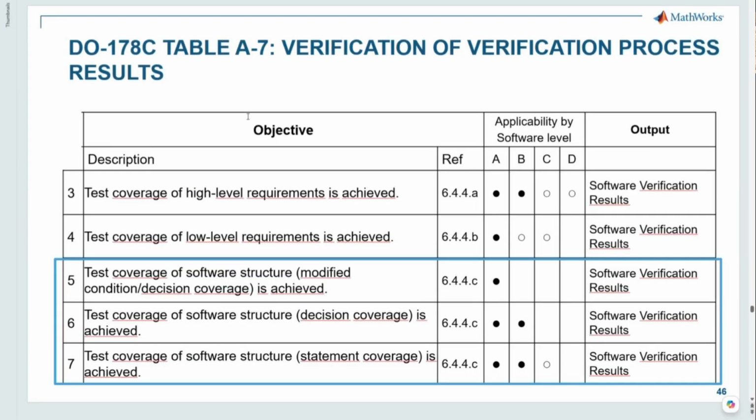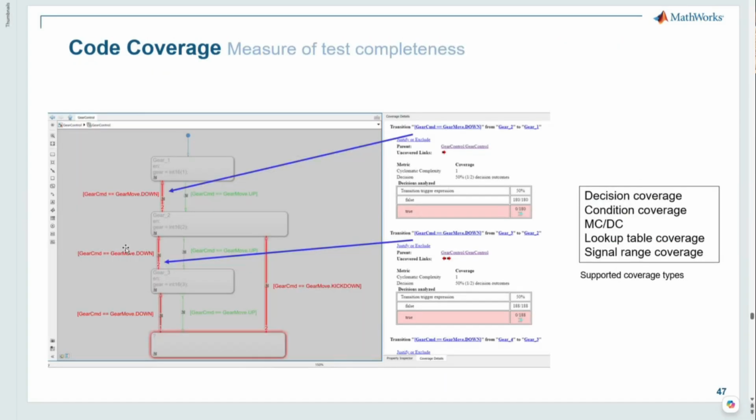In table A7, we've got all the structure coverage. You need to show for ABC that the tests that you provide were covering the statements, the decision, and the MCDC. Again, Simulink Coverage allows you to do that. So remember, with Simulink Test, you create your test with input and expected outputs, and you can couple it with Simulink Coverage. When you run it at the model level, you get model coverage. When you run it in processor in the loop, like I just explained, you get the coverage of the code. So that allows you to answer the objectives of table A7 that I just described.